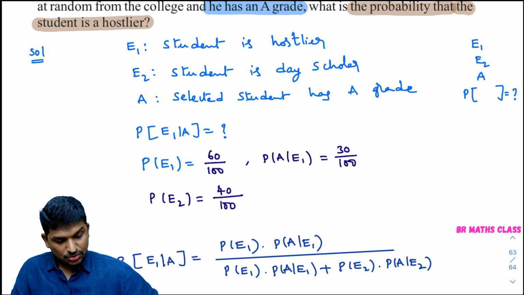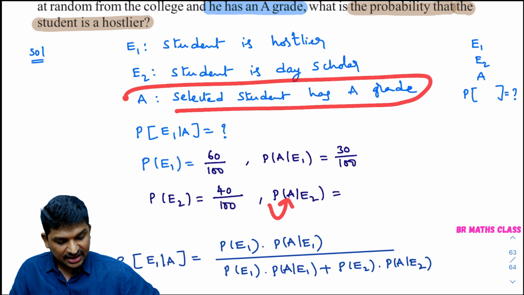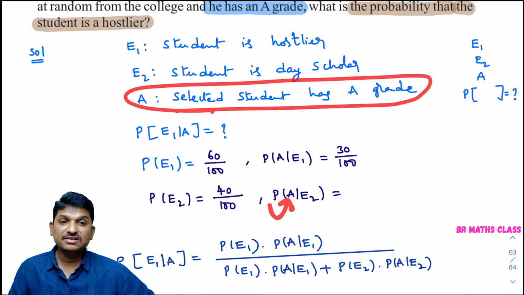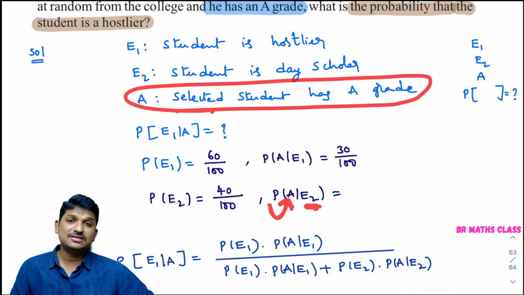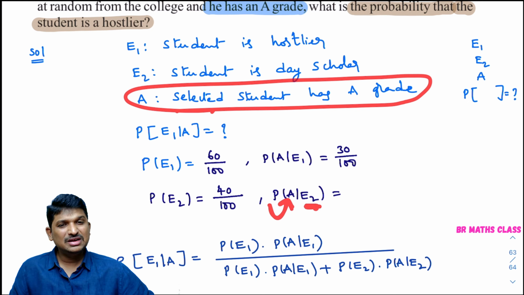Probability of A by E2, I will calculate that. What does this mean? Probability that the student has A grade, and we know that the student is a day scholar. See what I am trying to explain here: you can understand easily if you are good in exercise number 13.1. If you are not good in exercise number 13.1, it is a little messy. You cannot understand, right?